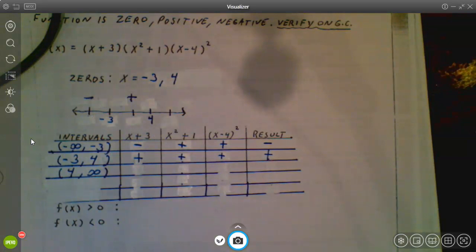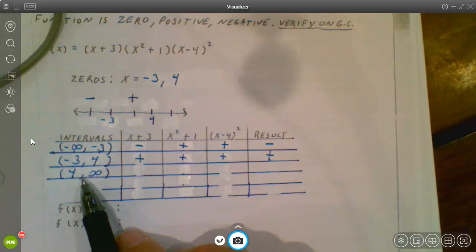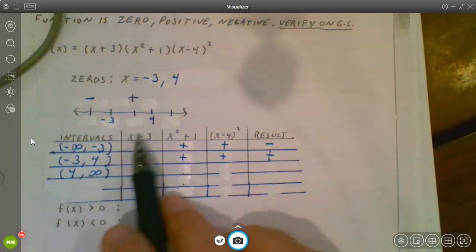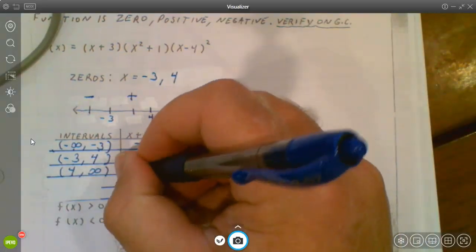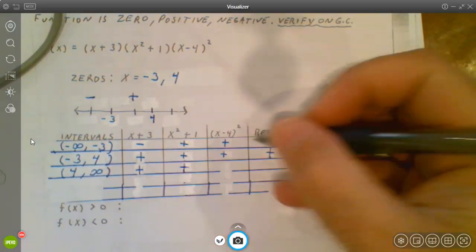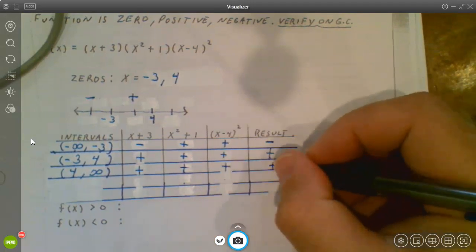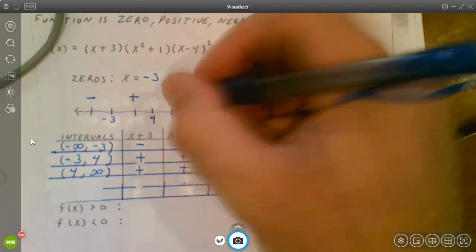And the very last piece, to the right of 4, if I pick a number like 5 and plug it in, 5 plus 3 is positive, 25 plus 1 is positive, 5 minus 4 squared is positive. So again, that section's overall positive as well.